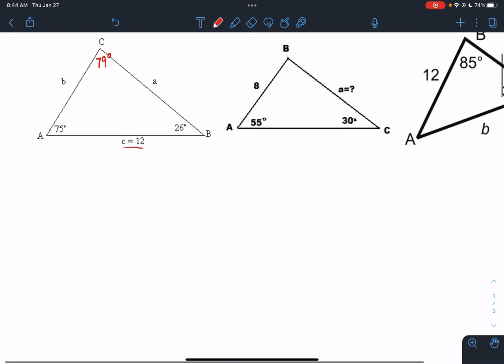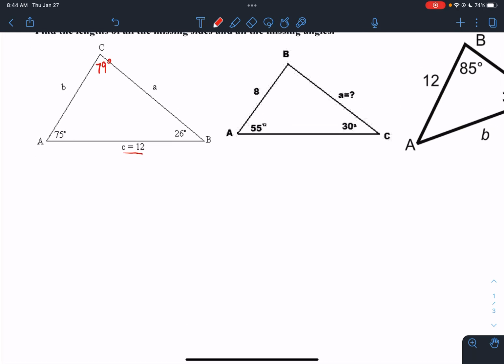And so then I can set up my proportion, remembering that it's always the sine of the angle and then the side that's across from it. And then I can choose either one. If I want to find out what side A is, again, I've got to use the angle across from A, which is the 75-degree angle. So I can go like this, and then I can cross multiply and divide.